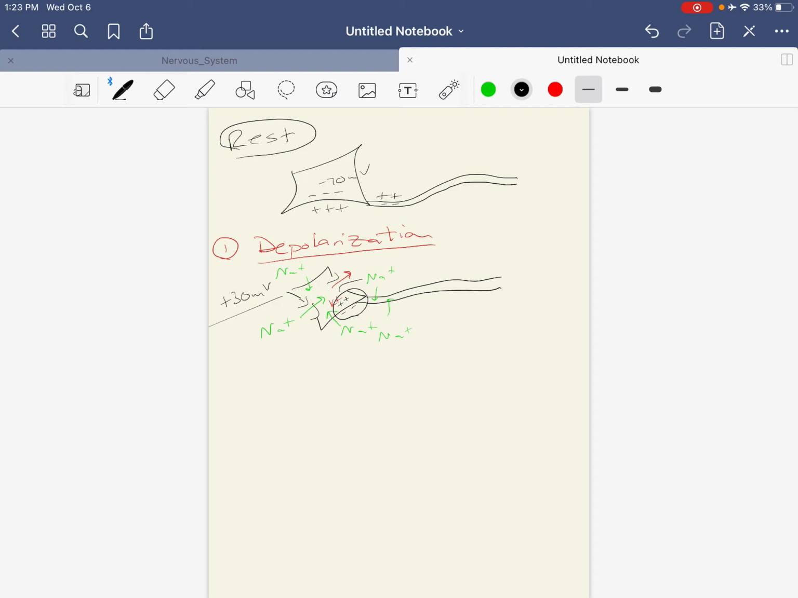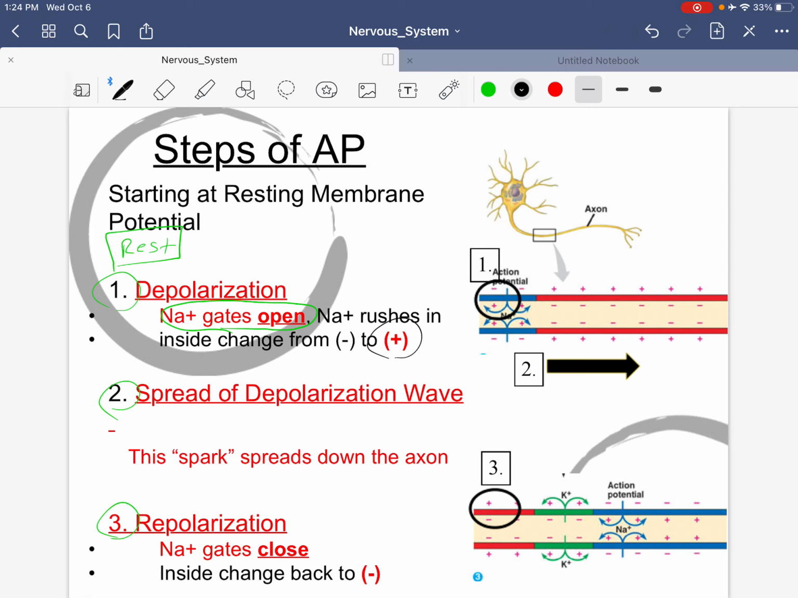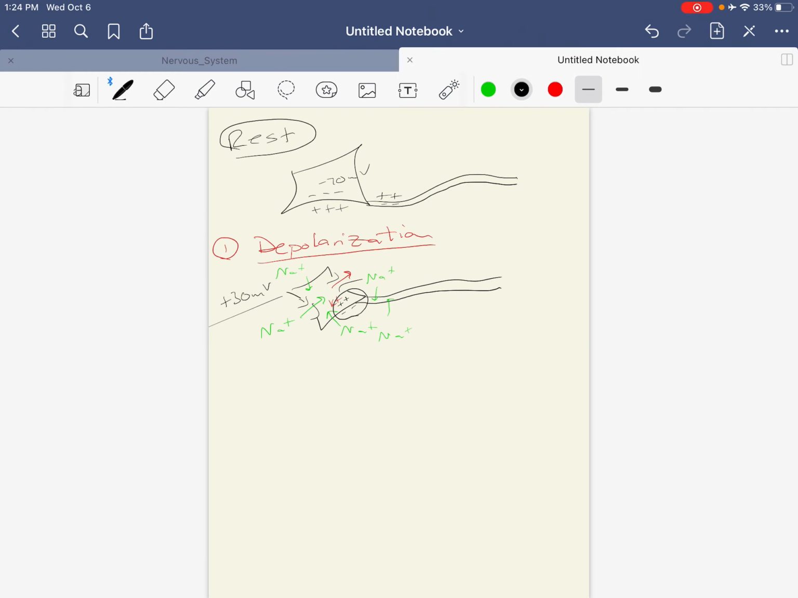So simply by opening sodium channels and having a flood of sodium come in, we take that potential energy and now we've generated a 100 millivolt change. And that switch from -70 to +30, that 100 millivolt change is a spark. Just like a spark plug. Beep, spark. That is what depolarization is. Then that spark spreads down the axon.